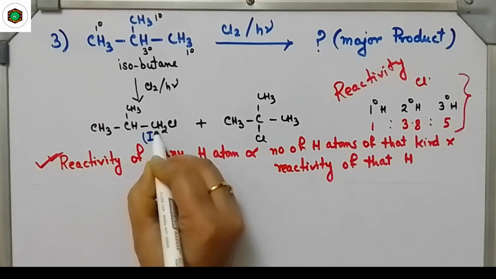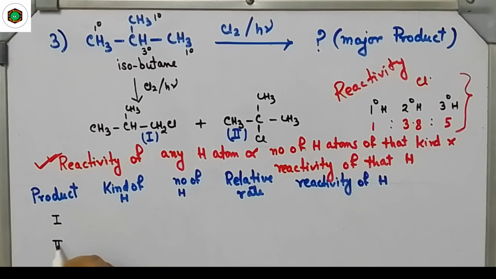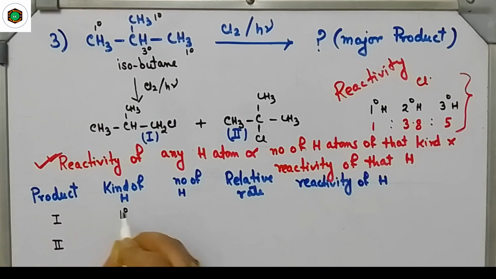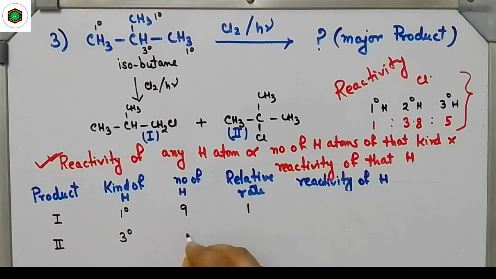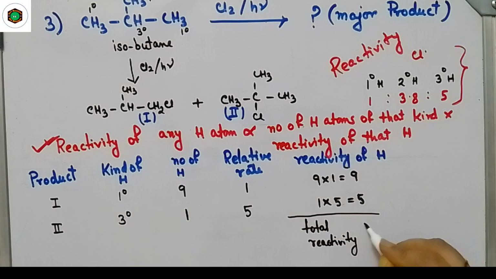Now mark, this is product 1, this is product 2. Two types of products are there. For product 1 we get it from 1 degree hydrogen, and product 2 we get from tertiary hydrogen. The number of 1 degree hydrogens is 3, 6, 9, total 9. The number of tertiary hydrogens is 1, and the relative rate is 5. Reactivity of primary hydrogen is the number of primary hydrogens into its rate, and for tertiary hydrogen the reactivity is 1 into 5. Total reactivity means you have to add up all: 9 plus 5 means 14.